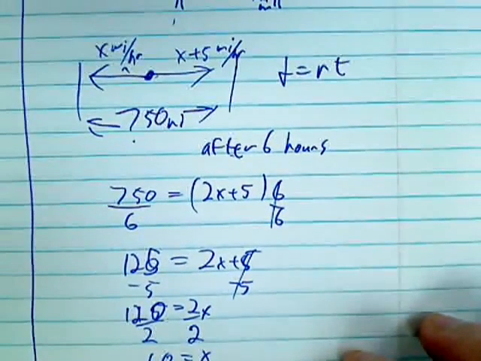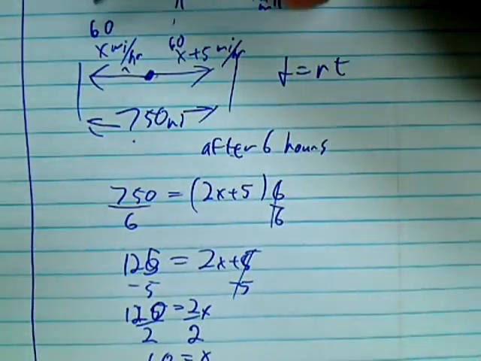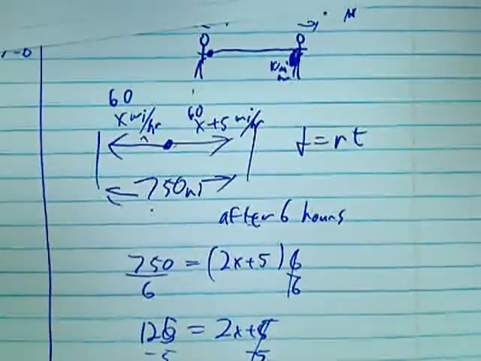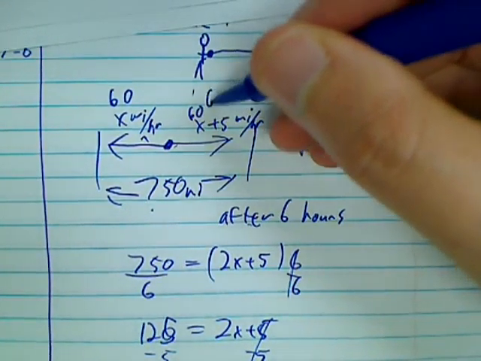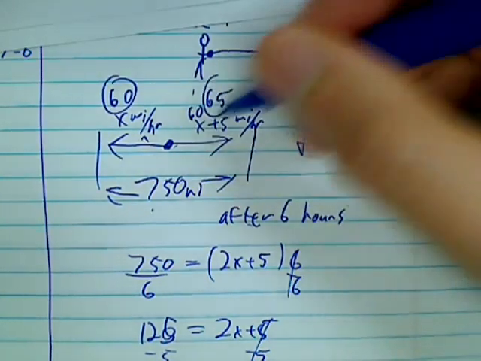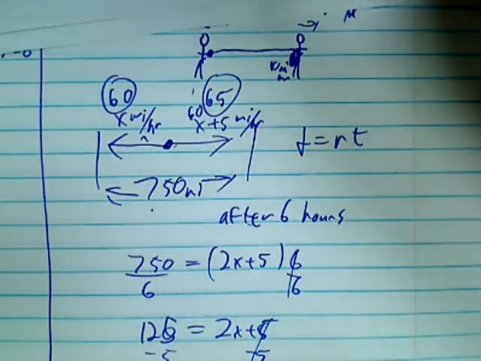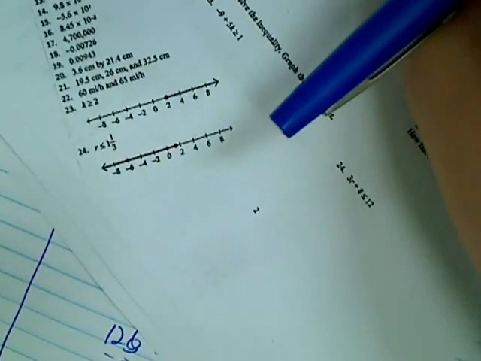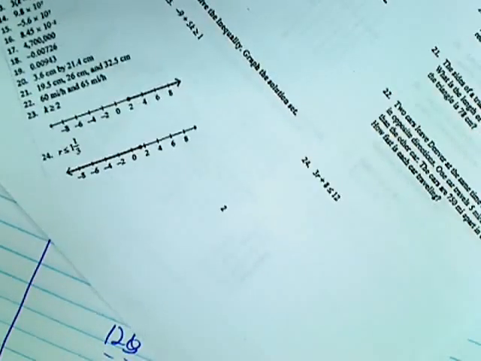Let's look up at our cars here. So x is 60. Well, this car is just going 60. That's already done. This car is going 60 plus 5, so this car is going 65. Those are the two speeds. Let me check my answer key. 22. There we go. 60 and 65. Great.